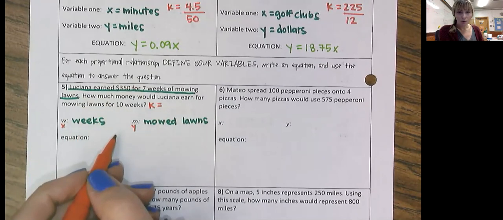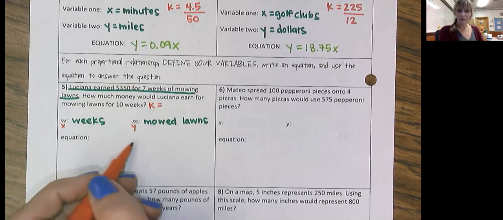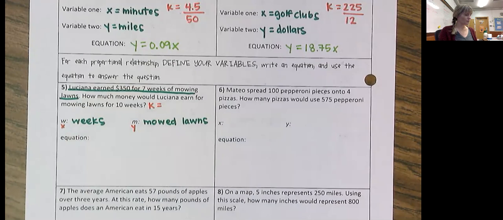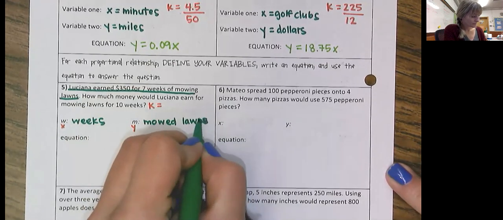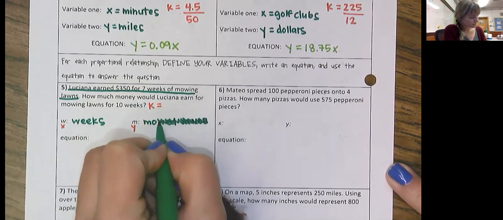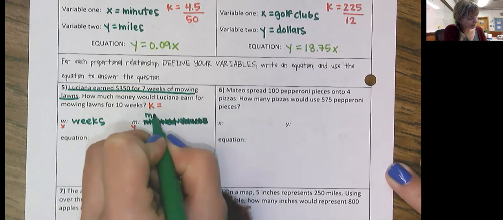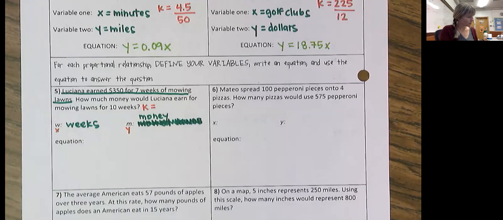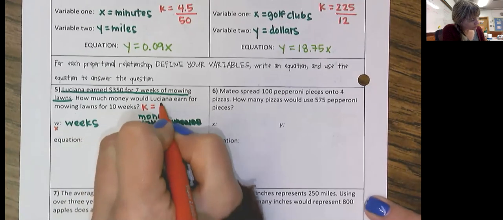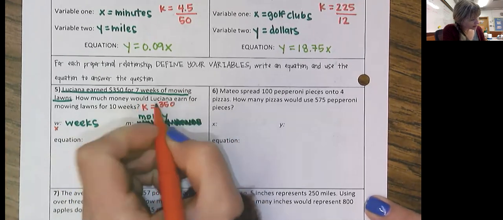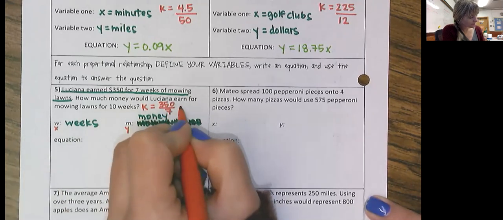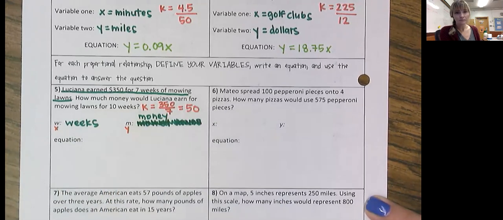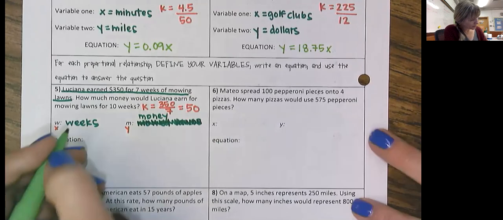She mowed, oh, why did I put mowed lawns? It's not how many lawns, it's how many weeks she did that. Oh my goodness gracious. This is money. M is for money. Money, money, money. M is for the money in dollars. Okay, now we're there. So it's $350 over 7 weeks, which is 50. Okay, I'm ready to write my equation.